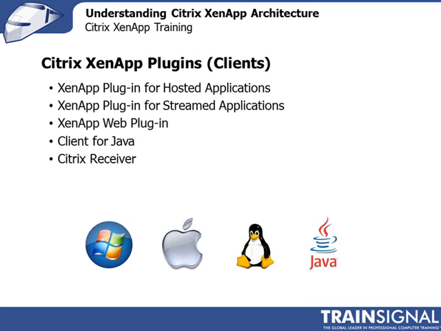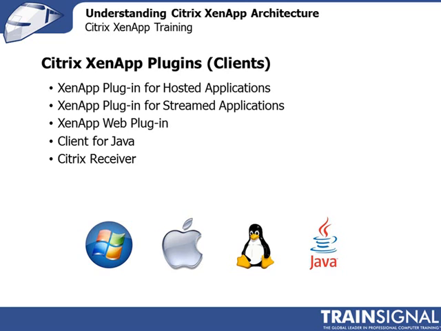So the power of Citrix is that it has a plugin, a client, for almost everything. You can have a client for Windows, for Mac, for Linux, for Java. Anything you can think of, any device, typically iOS, Android, and so on, there is always a Citrix client for that. For the most part, the Citrix clients that you should be aware of are the XenApp plugin for hosted applications. That's typically the XenApp plugin that you would use if you're trying to launch published applications.